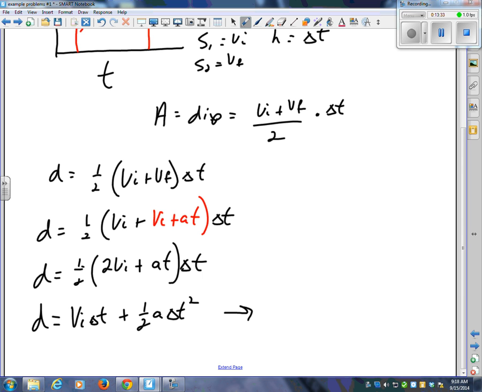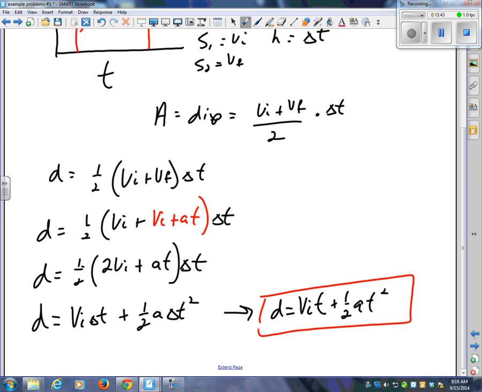And quite often I just write that as D equals VIT plus 1/2 AT squared. And that, my friends, is kinematics equation number 2. Oh. The delta T doesn't matter as long as your initial is 0, right? And as long as, if there's 2 times, then you have to know to subtract them, right? The T is really time elapsed.